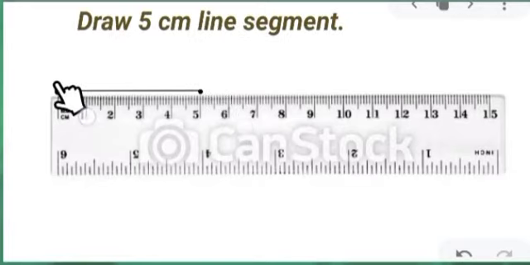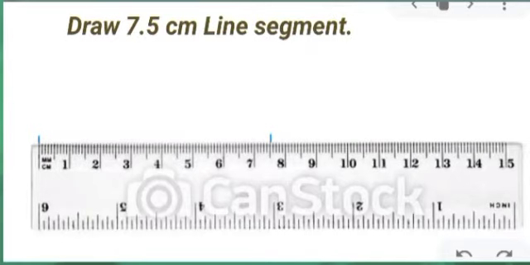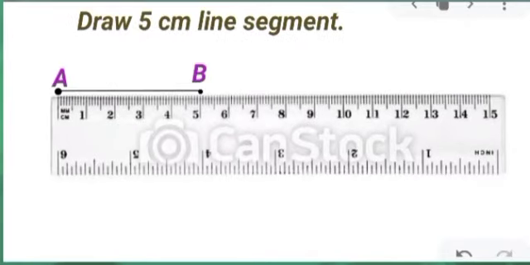So this is called a line segment. This is a 5 centimeter line segment. Now I can give a name, A and B. You can give P, Q, L, M, X, Y, whatever it may be. But I have given A and B. So this is the AB line segment with 5 centimeter.